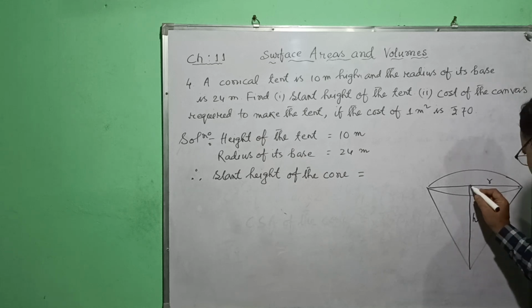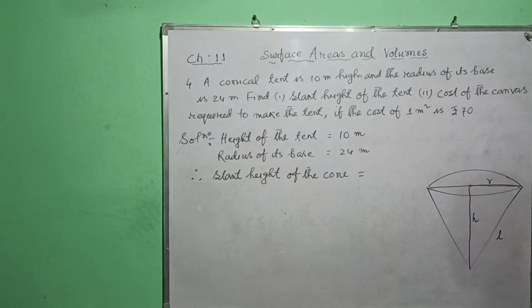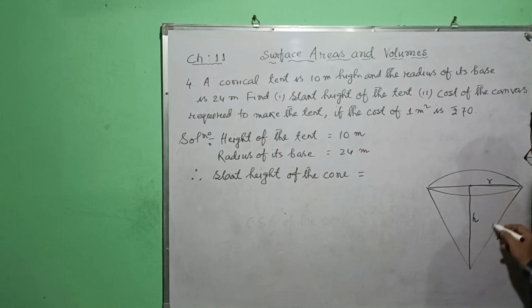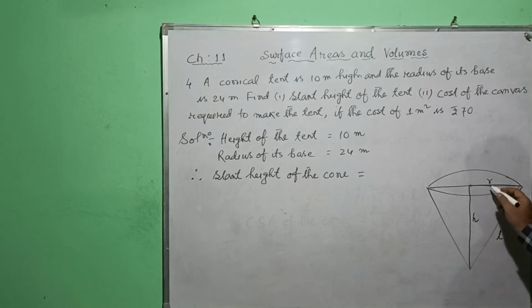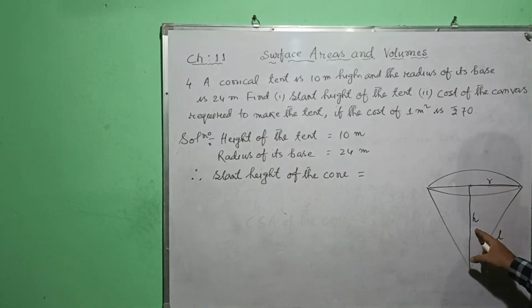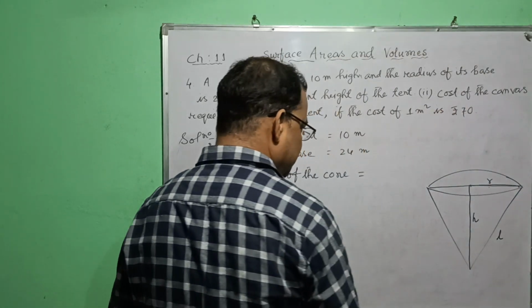As we know, look, this is a right triangle. It is forming a right triangle, and in this right triangle we can use the Pythagoras theorem. The slant height is representing the hypotenuse, and that one is, you can say, the base, and that one is the height of the right triangle. So according to the Pythagoras theorem, hypotenuse square equals radius square plus height square. So we can use this formula here, the Pythagoras formula.